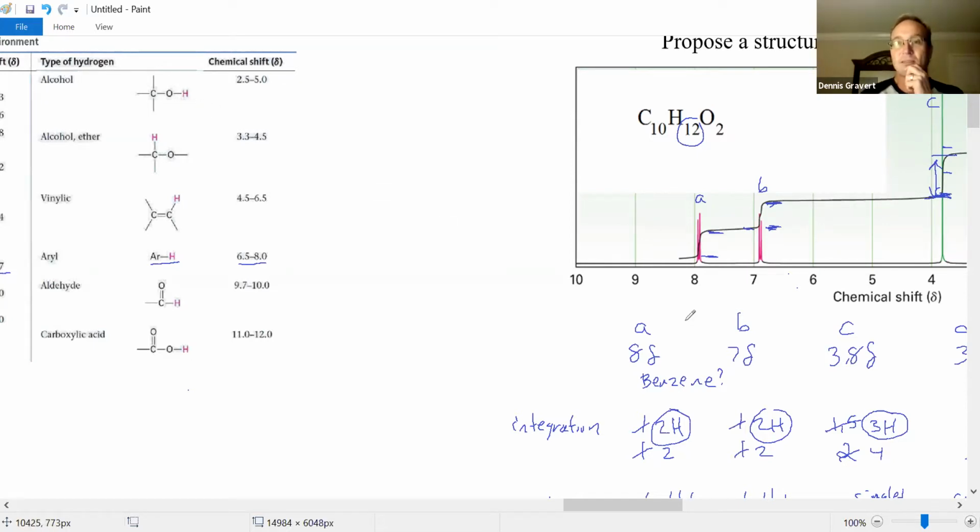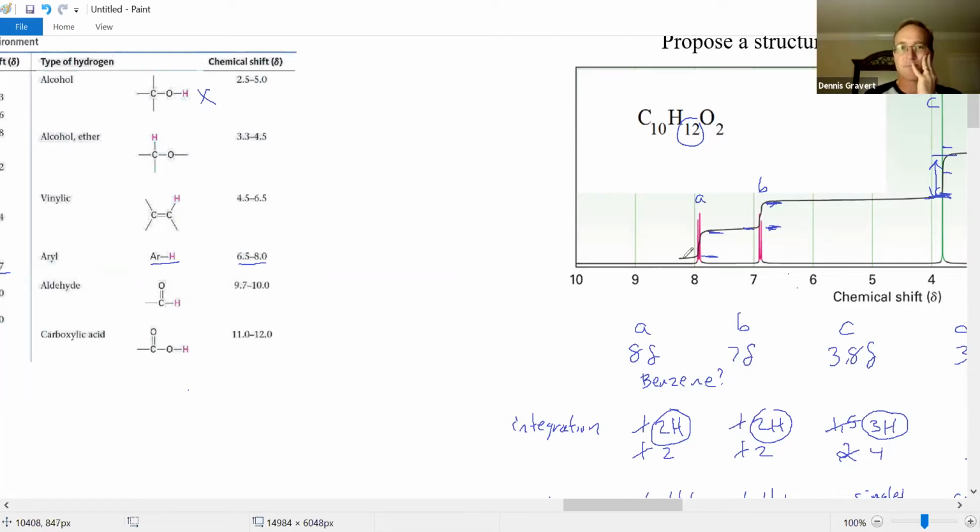Oh, wait. How many hydrogens are on peak C? 3 of them. Wait. If 3.8 means alcohol and I have 3 hydrogens, that means 3 alcohol groups, which means 3 oxygens. I only have 2. So this is out. That can't work. Maybe it's hydrogens next door to oxygen. That could work. 3.8 is that region. We have a pi bond. 3.8, 4.5. That's less likely, but it's possible. Let's just put that down.